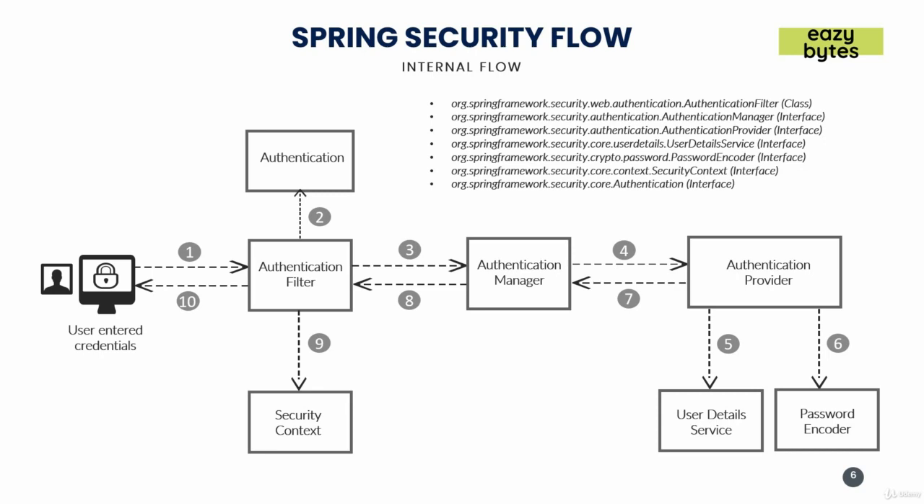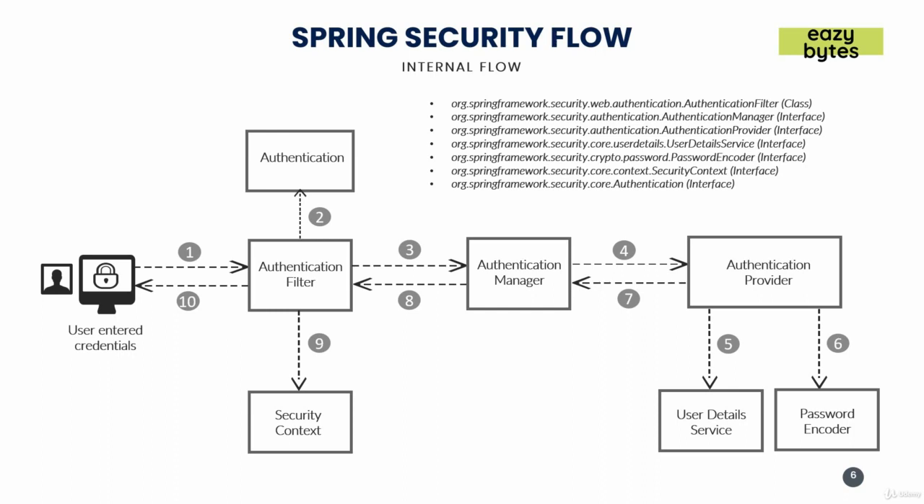As you can see, there is a sequence of steps noted right from 1 to 10. The very first step that will happen is, as soon as someone calls our API through a browser or any API consumer with their credentials, an authentication filter, which is present in the Spring Security Framework, will be intercepting the request.